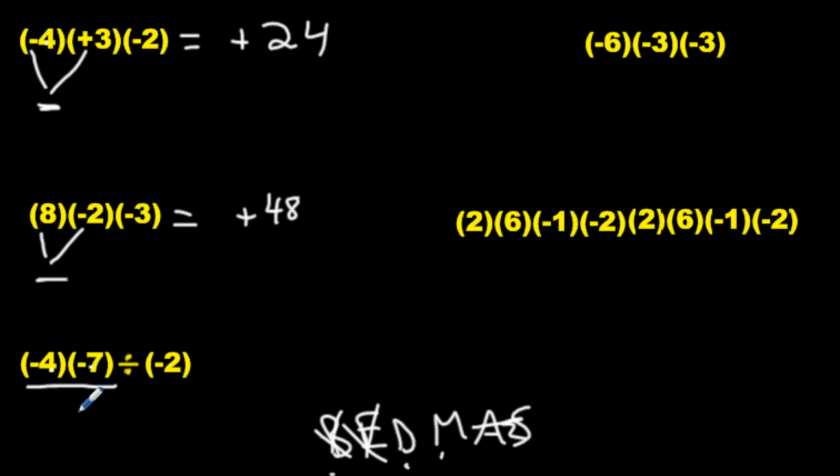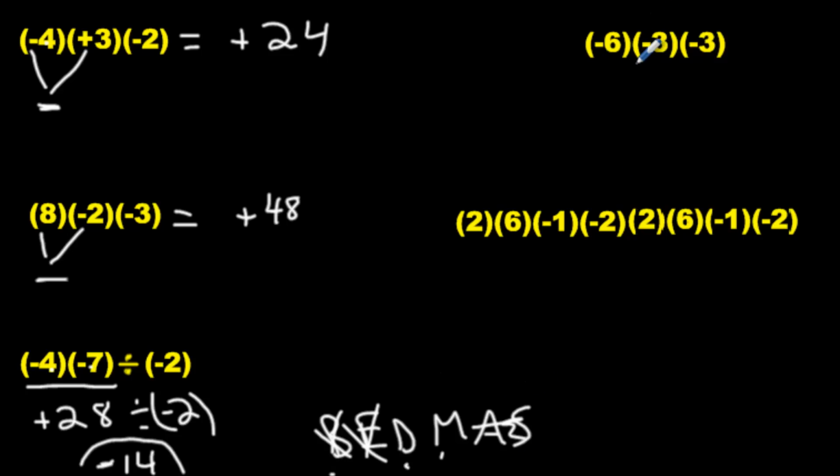So we have 4 times 7. That's 28. Positive or negative? Positive. That positive 28 now is going to divide by negative 2. What's 28 divided by 2? Right, 14. Positive divided by negative will make, yes, they are different. We get this as an answer.